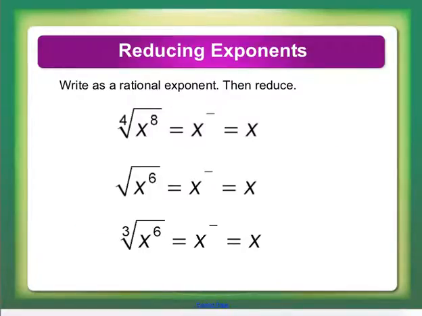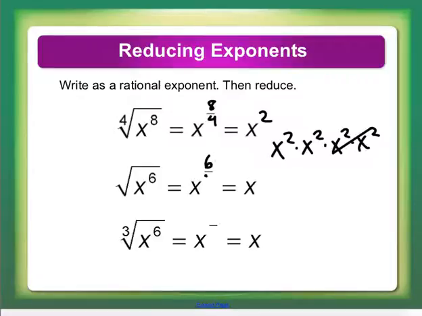Okay, so let's try these. We would say we have x to the 8 over 4, which we can simplify to 2. What we're saying here is, if I want the 4th root of x to the 8th, I want something multiplied by itself 4 times to give me x to the 8th. Well, x squared works, because x squared times x squared times x squared times x squared does give us x to the 8th.